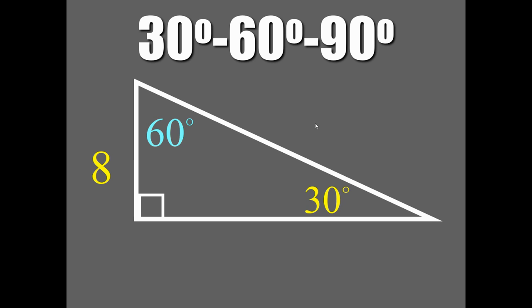If I know the short side is 8, the hypotenuse would have to be double that, and the side opposite the 60-degree angle would be 8 times the square root of 3. If you know that's 9 root 3 across from the 60-degree angle, the short side would have to be 9. And then the hypotenuse would have to be 18. Try a few on your own. You can pause the video if you're trying to figure out these two sides.